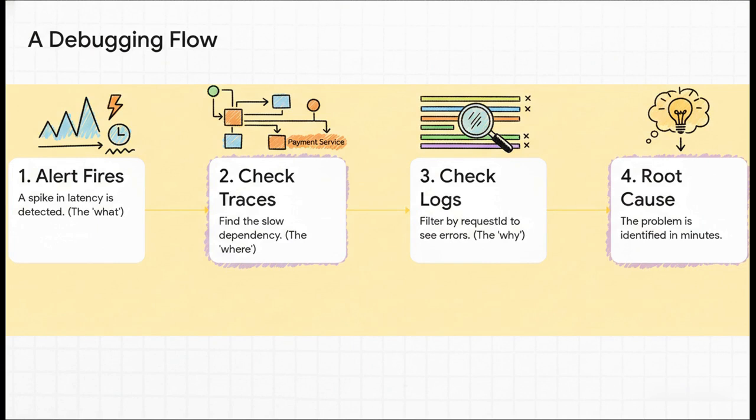You immediately jump over to the traces from that exact moment, and instantly you see it. All the slow requests are getting stuck waiting on the payment service. That's your where. So you pivot one more time to the logs for just the payment service, and you filter by the request ID from one of those slow traces, and there it is, plain as day, a whole stream of payment timeout errors. That's your why. What, where, why. You just went from alert to root cause in minutes, not hours or days.